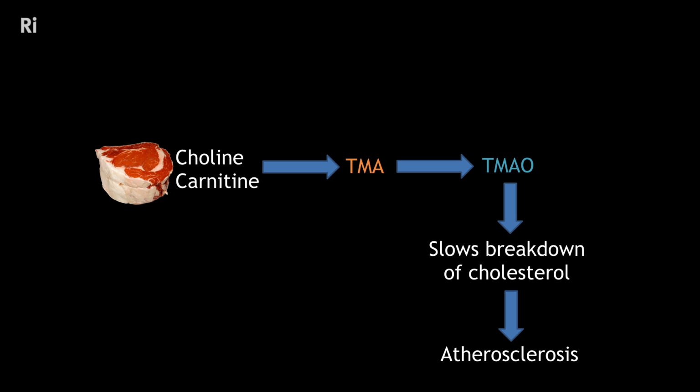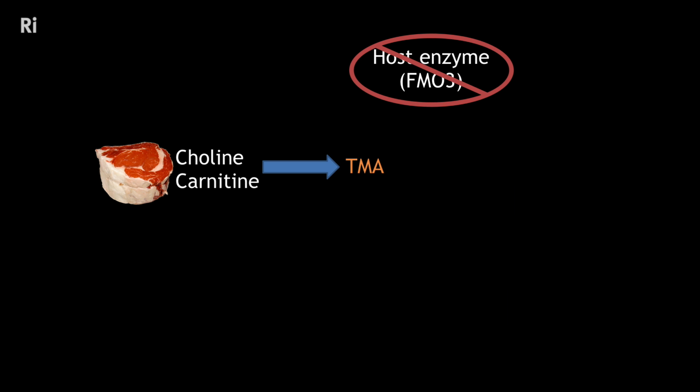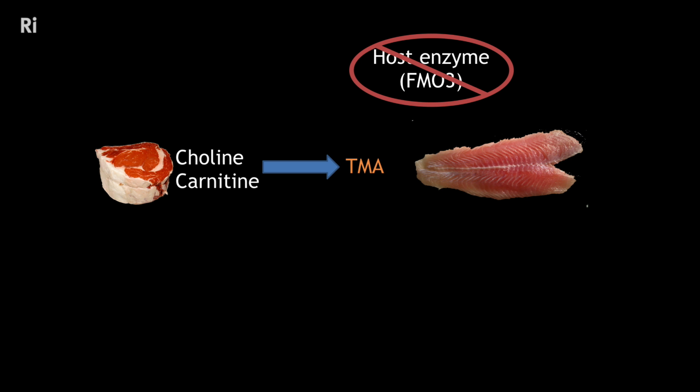So what can we do about that? Well, that step, the conversion from TMA to TMAO, is done by one of our own enzymes, one that we encode within our own genome. And you can get drugs that block that enzyme and therefore stop that from happening, which sounds great, lower risk of heart disease. The only problem is that TMA smells of rotting fish. So it's not really something you want building up in your body.